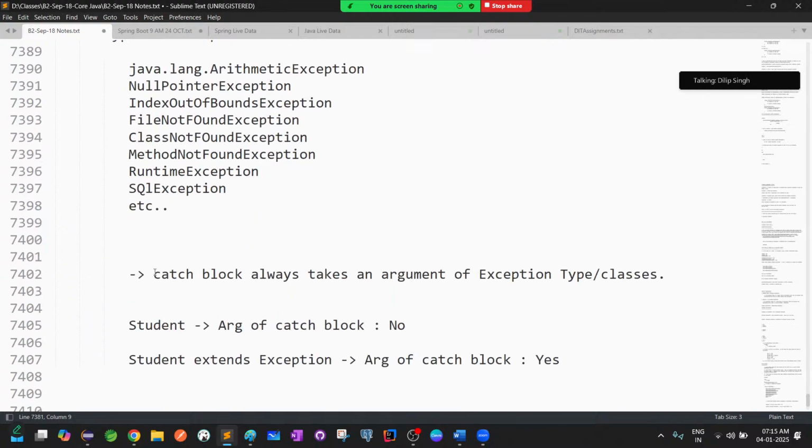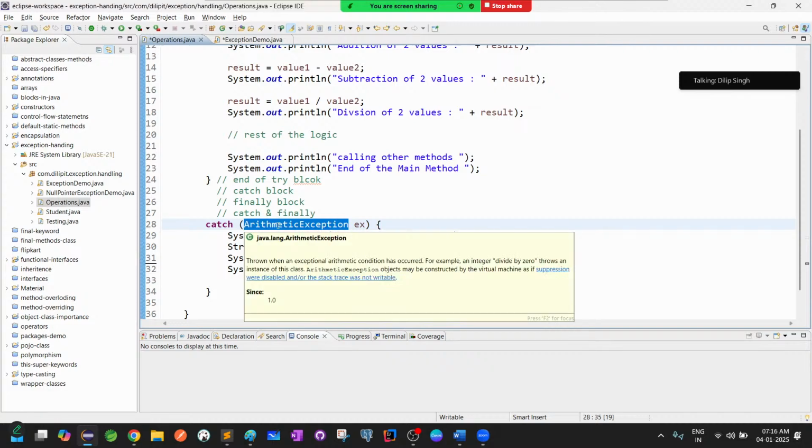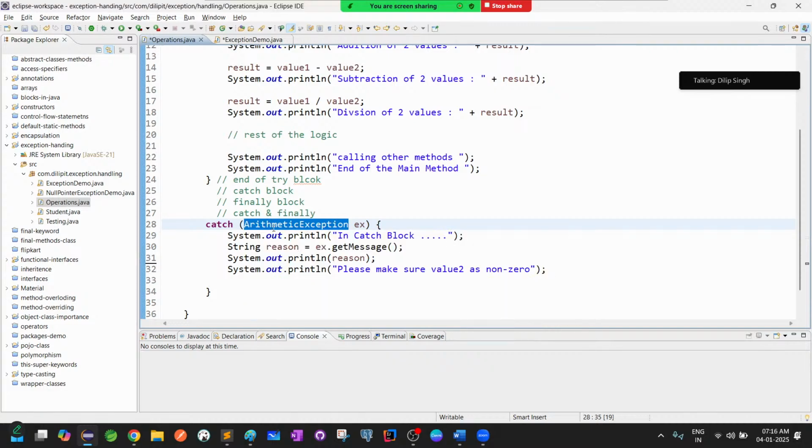Now, how do we define a catch block? The catch block always has an argument, and it always takes an argument of exception type. For example, in the catch block I give an exception class. I can't give a regular Java class here. For example, String, I can't give this. The reason is that String is not an exception class. String is not extended from the exception family. String is a non-exception class, a regular Java class, so you can't use those kinds of classes as part of the catch block.